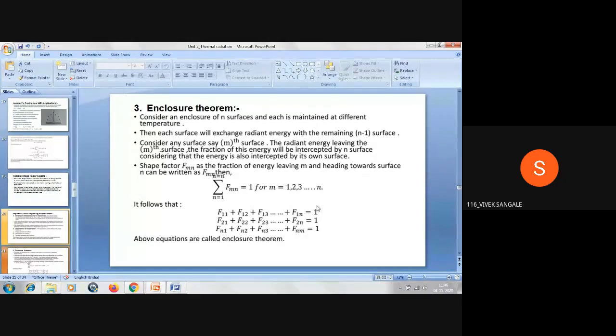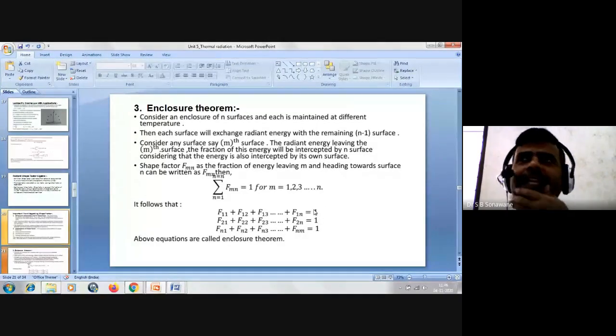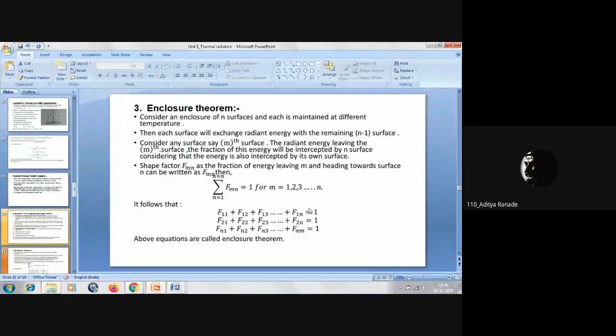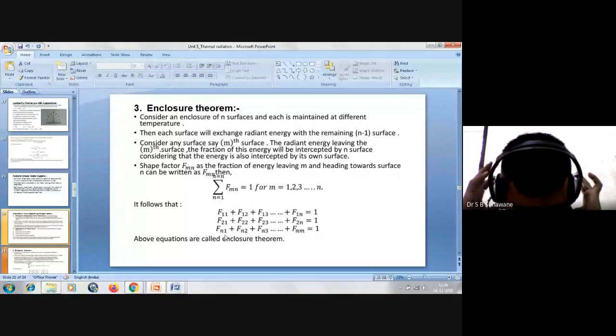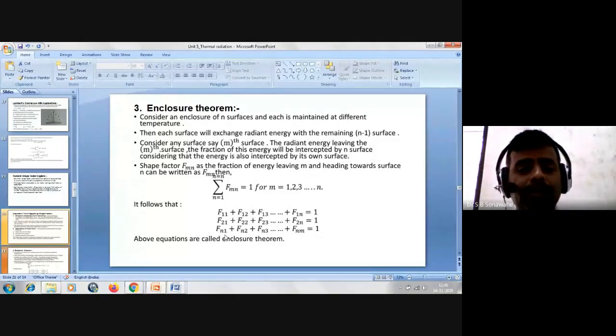Now, why is it equal to 1? Can anybody tell? Why is it equal to 1? Absorptivity, reflectivity and transmissivity sum to 1. That is okay, but why is the right-hand side equal to 1?